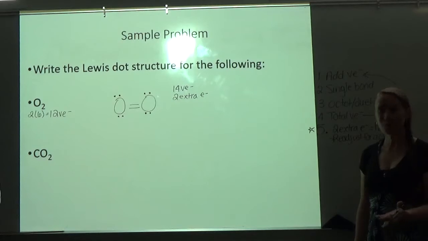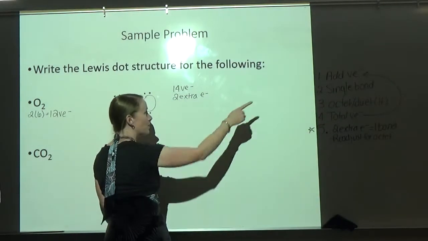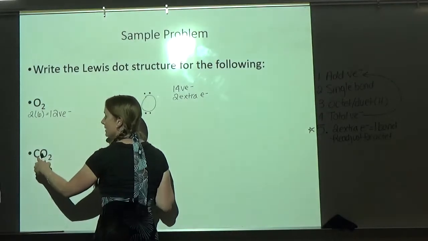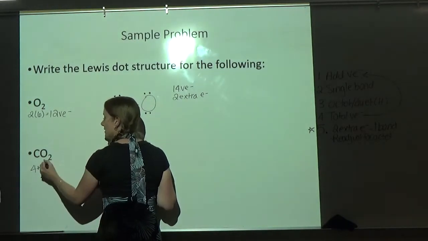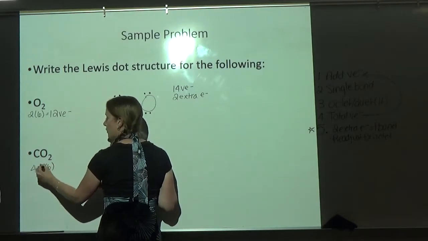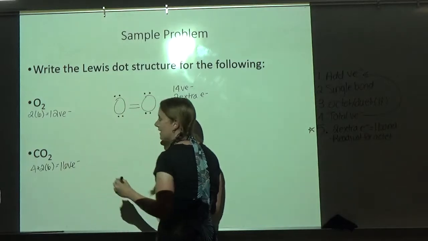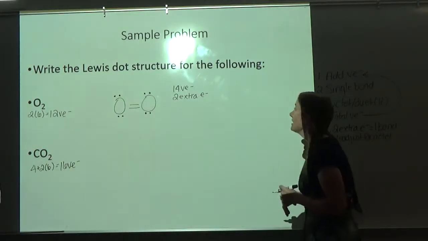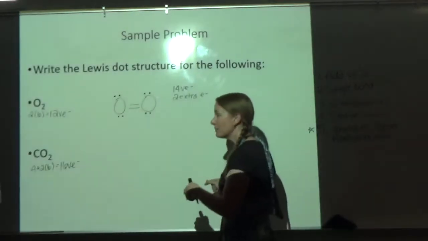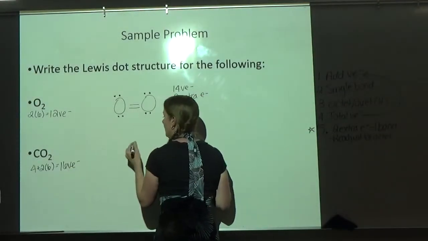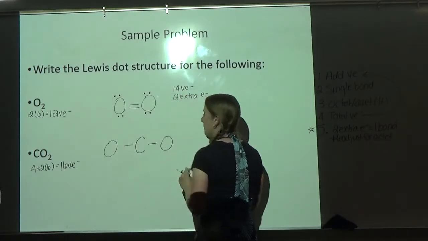Alright, so let's look at another one together. So we have CO2, carbon dioxide. So step 1 is add our valence. Carbon's in group 14, so it has 4 valence electrons. Oxygen's in group 16, so it has 6, but I'm going to multiply it by 2. So 12 plus 4 is 16 valence electrons. Alright, so step 2 is single bond, everybody. Remember, the single atom goes in the middle. There's only 1 carbon, so it's going to go in the middle. And so then I bond my oxygens.